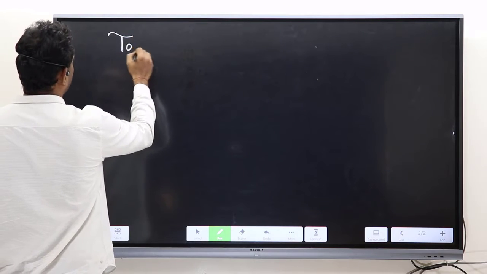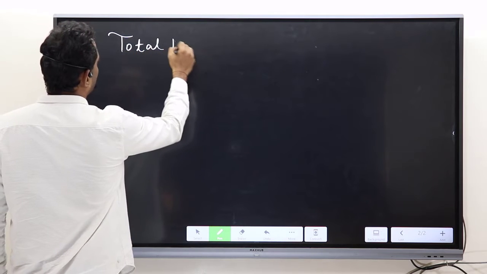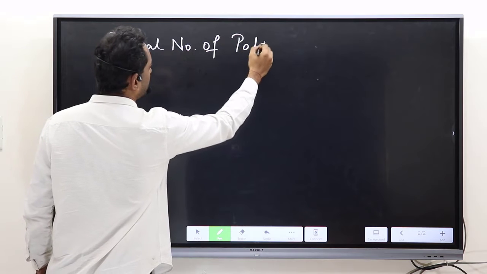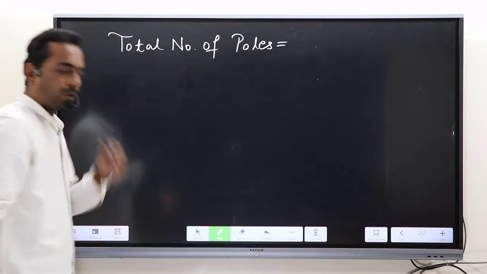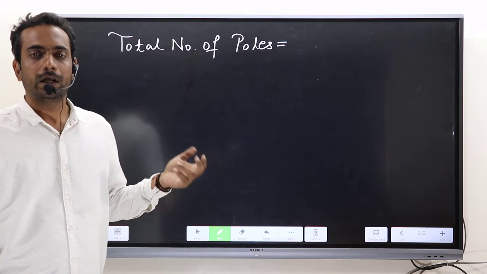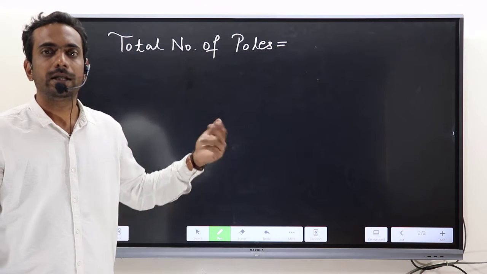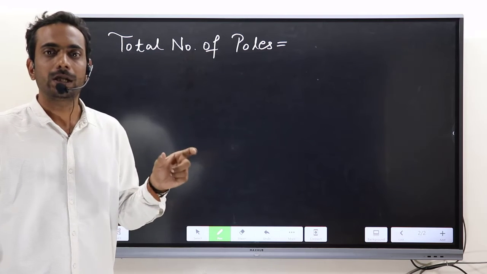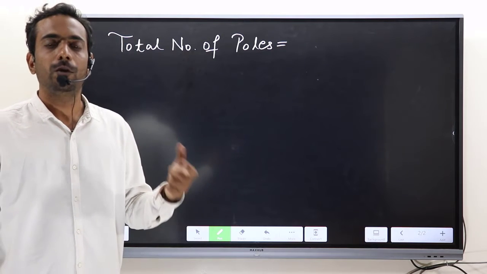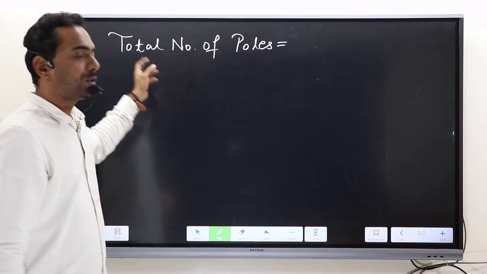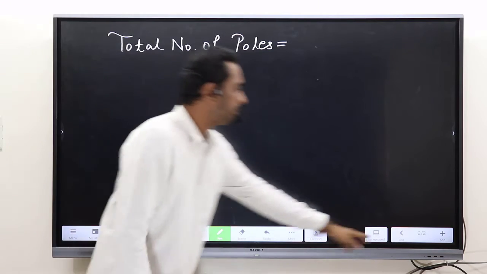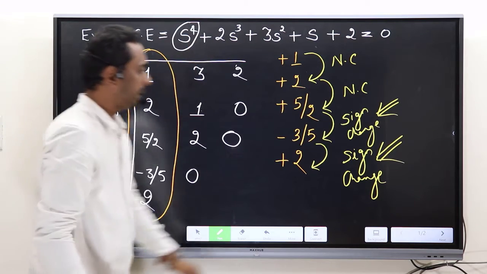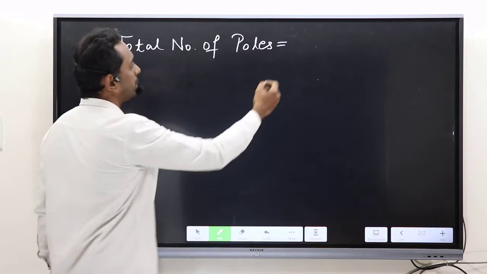So, total number of poles. Since the question was asked on stability, sir, how come? Because we are given the characteristic equation. Characteristic equation क्या होता है? Denominator होता है, denominator of a transfer function. Denominator gives the information about poles. So that's why I can write total number of poles. What is the highest power of S? It is S raised to 4. So I can write total number of poles is how much? 4.